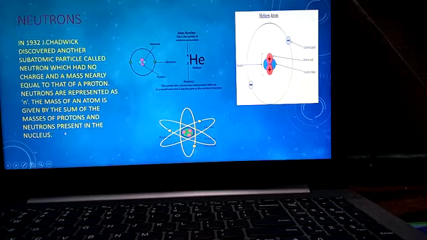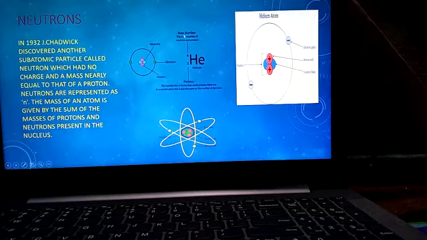The sum of the masses of protons and neutrons present in the nucleus is called the mass. The mass of an atom is given by the sum of the masses of protons and neutrons present in the nucleus. Here you can see the helium atom, that is the alpha particle. The alpha particle is nothing but the doubly charged helium atom. Here you can see it very clearly: helium 4 2.